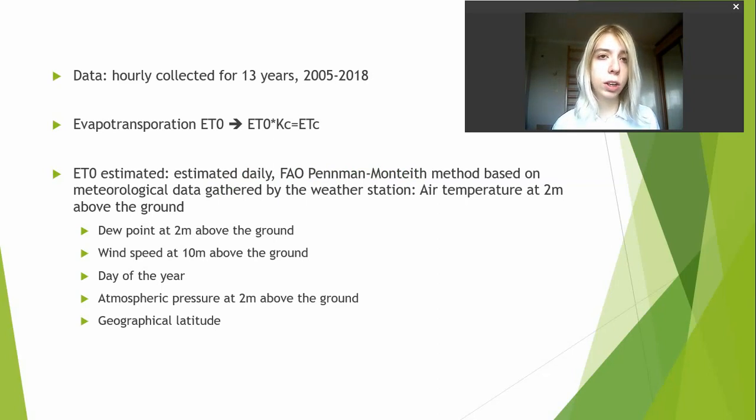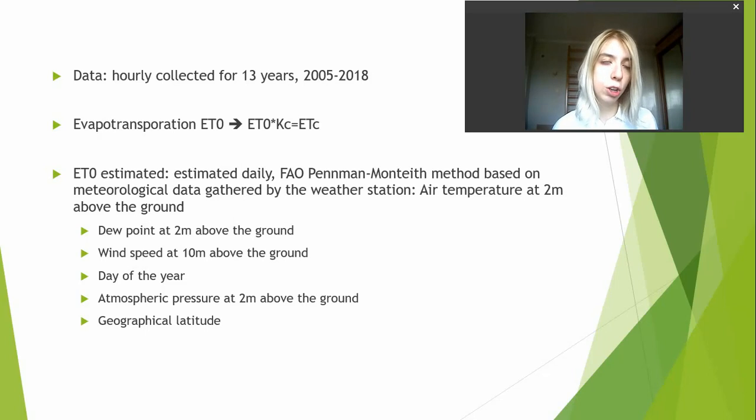First, evapotranspiration is calculated. Then we choose the culture that we want to cultivate, in this example sunflower, wheat, or corn, and every culture has its own coefficient. That coefficient is multiplied with the evapotranspiration that we already obtained, and we have the evapotranspiration for the concrete culture that we want to cultivate.